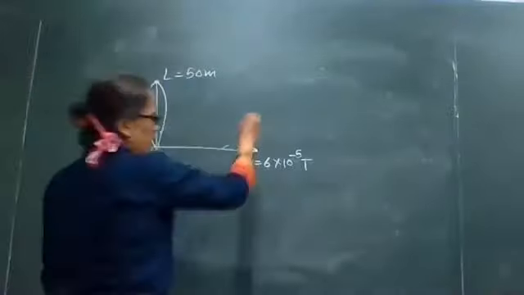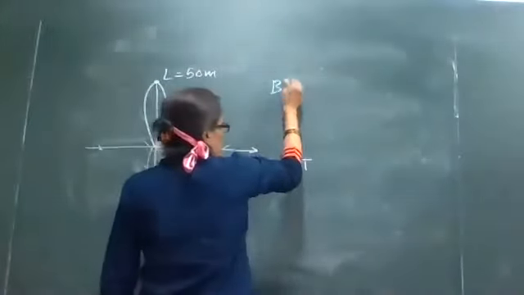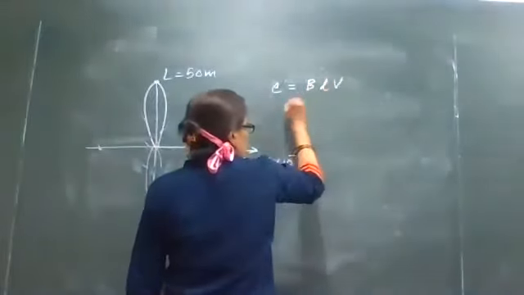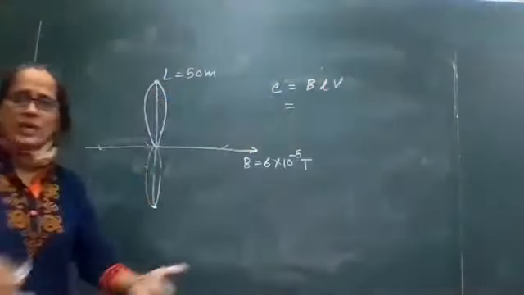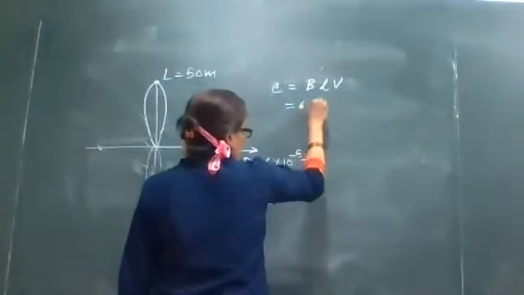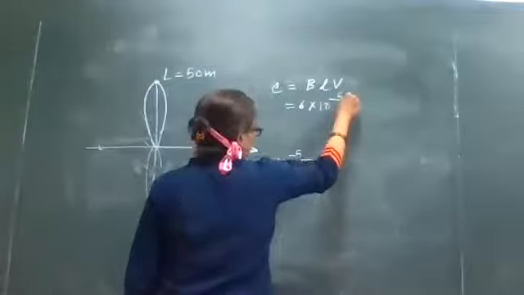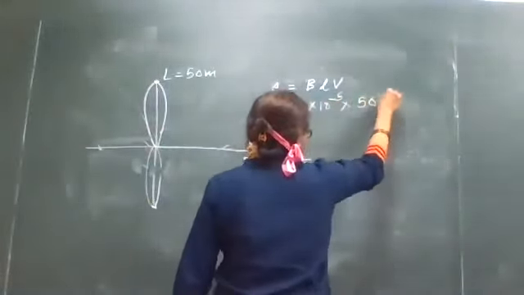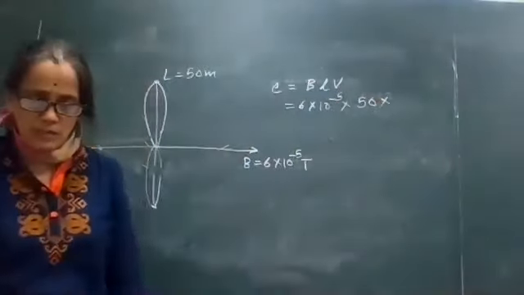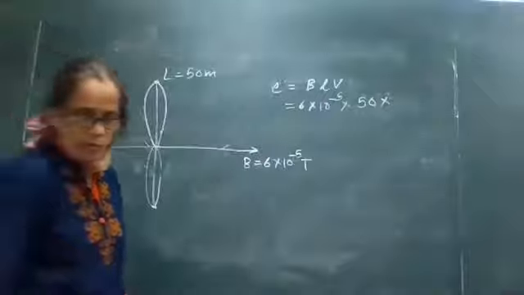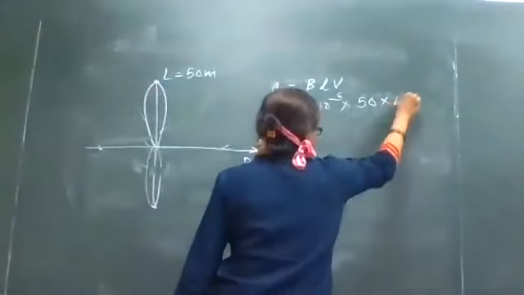So, at the end of the rod, the induced EMF E is equal to B L v. This is our general formula, which we have seen many times. B is 6 into 10 raised to minus 5. The length of the aircraft wing is 50. And the velocity at which the aircraft is moving is 400. So multiply that.